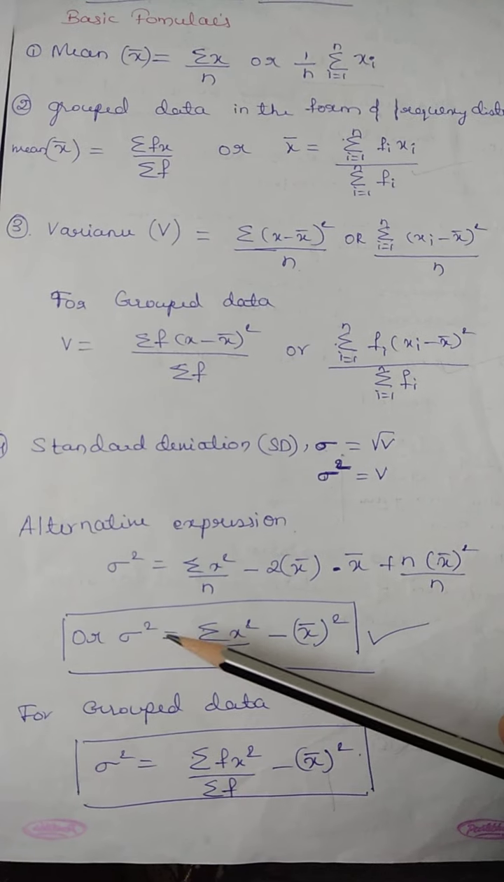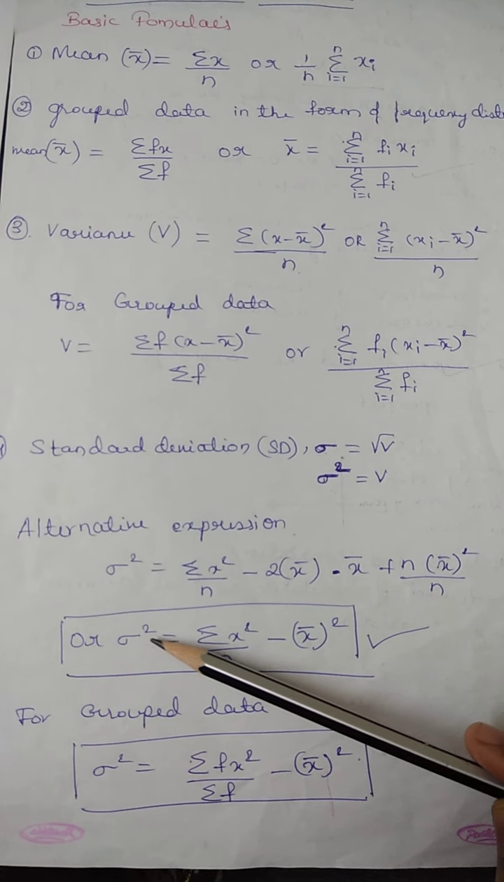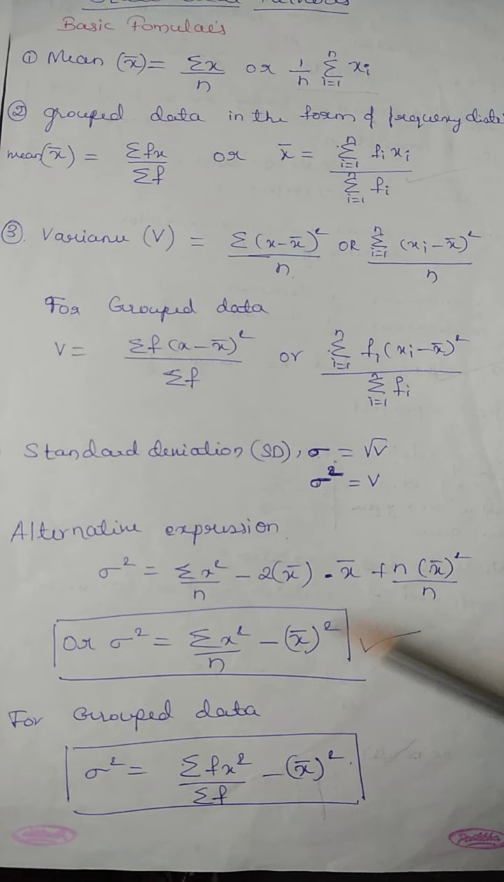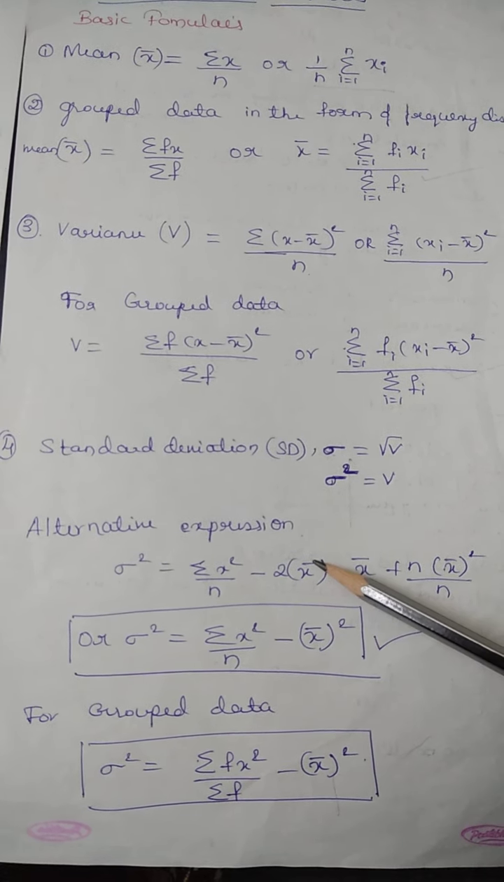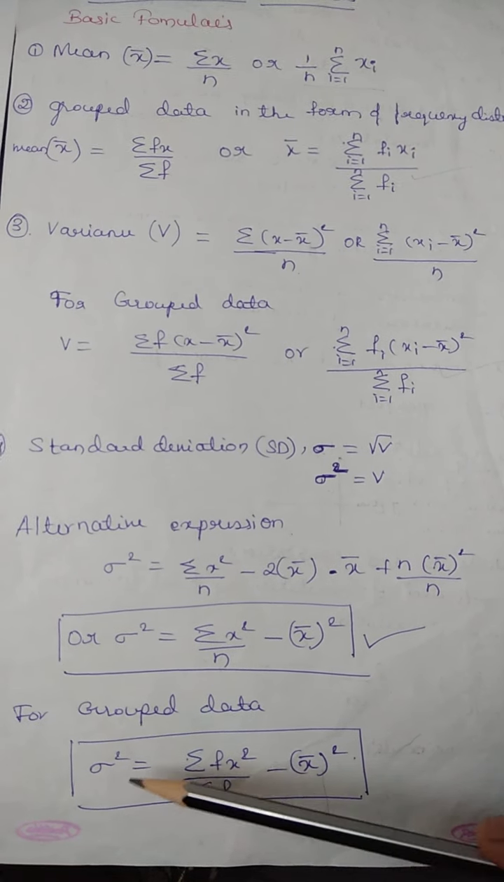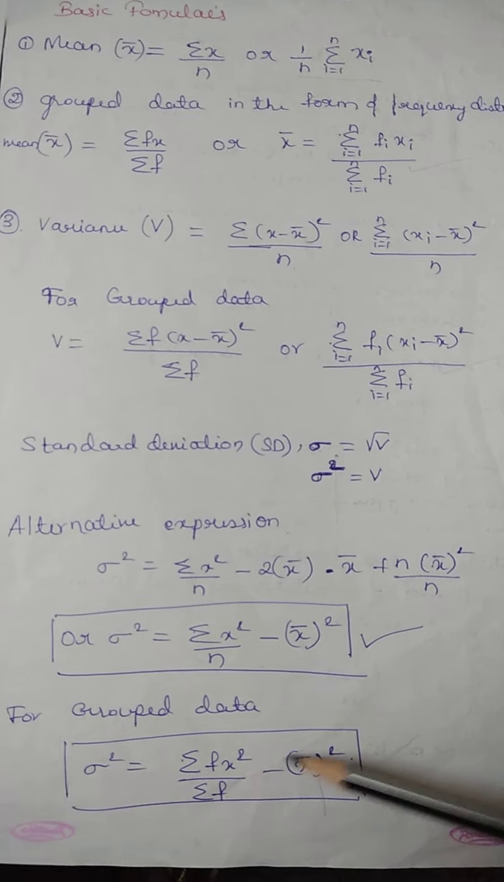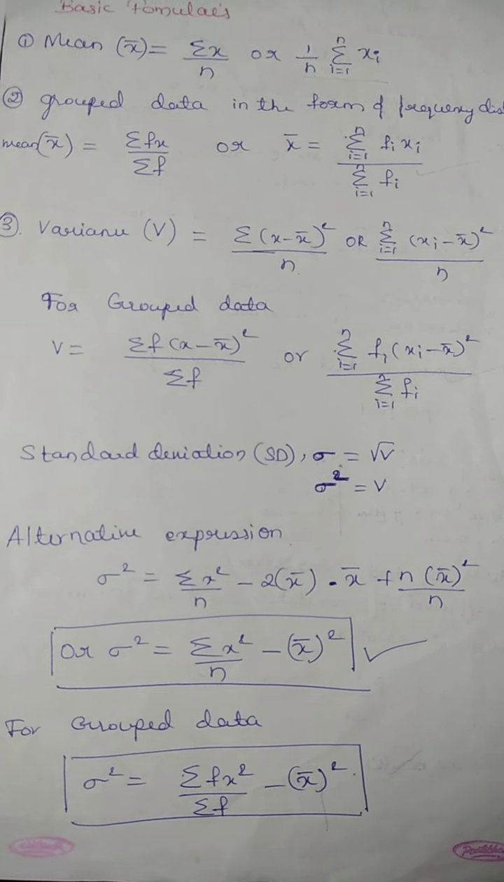Okay. Or else, in short, you can write the sigma square is equal to summation of x square upon n minus x bar whole square. This is for ungrouped data and this is for grouped data. Sigma square is equal to summation of fx square upon summation of f minus x bar whole square.